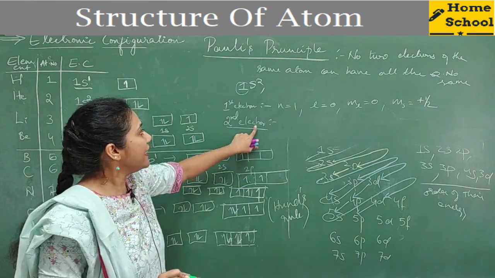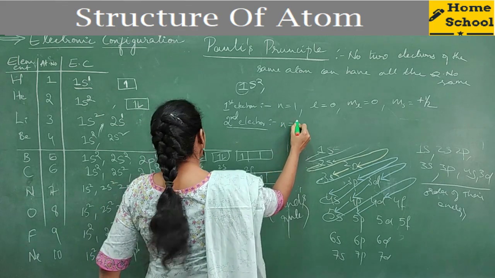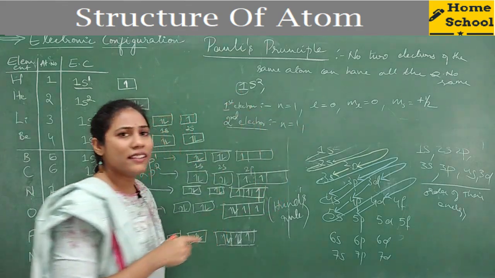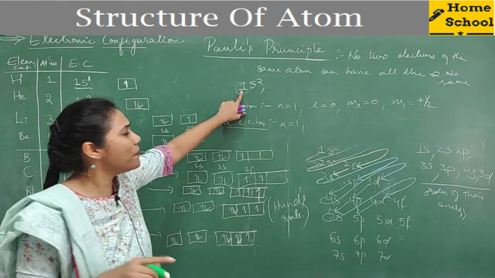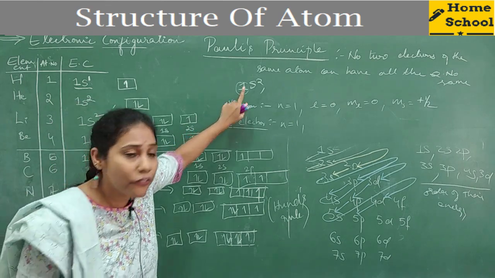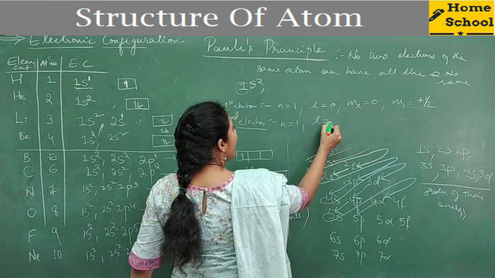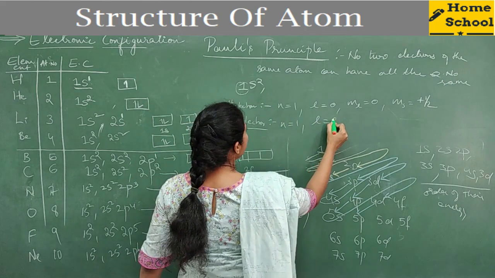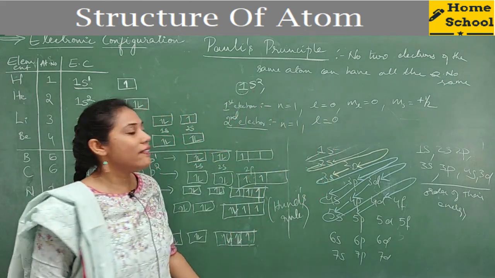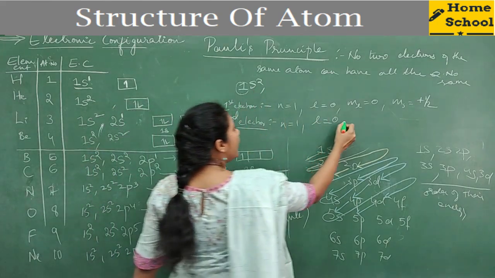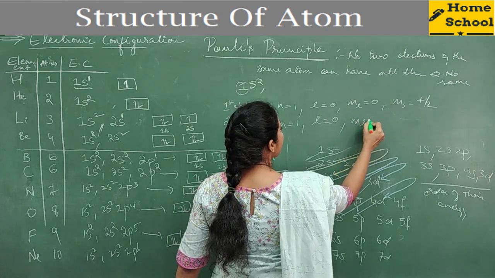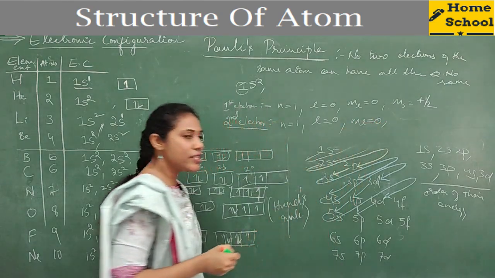Okay, for the second electron, what is n value? N value is equal to 1 only, right? But that second electron is also present in the first main shell itself. Okay, so what is L value? That second electron is also present in the S subshell. So L value is equal to 0. And when L value is equal to 0, ML value is also equal to 0.